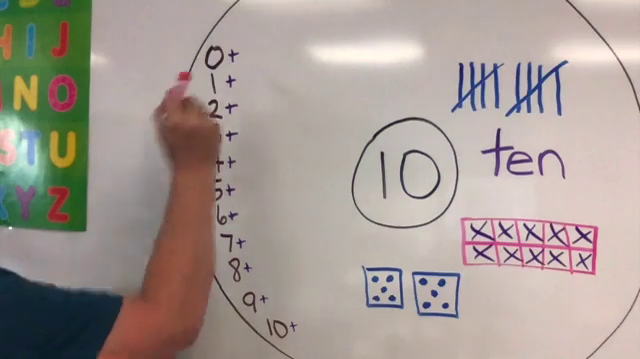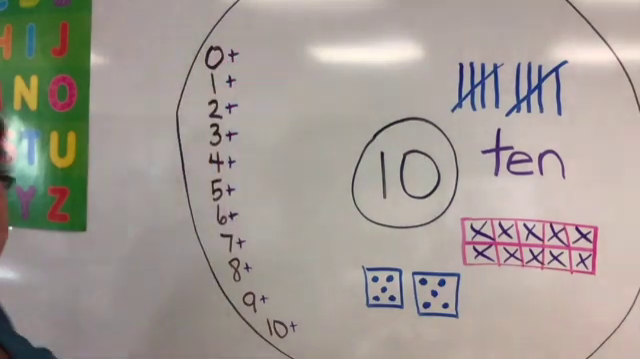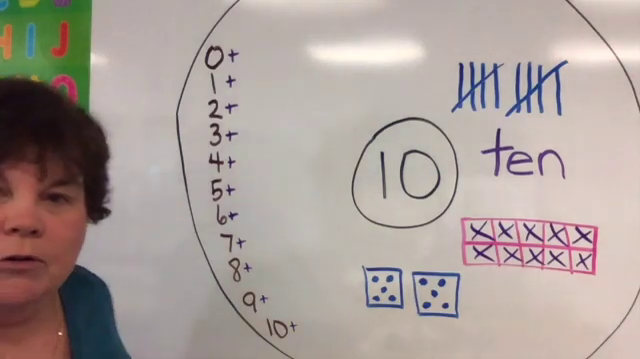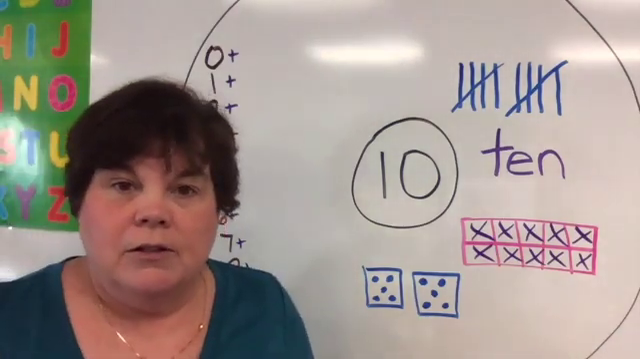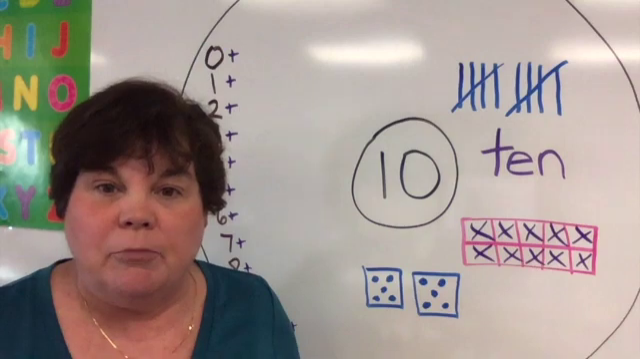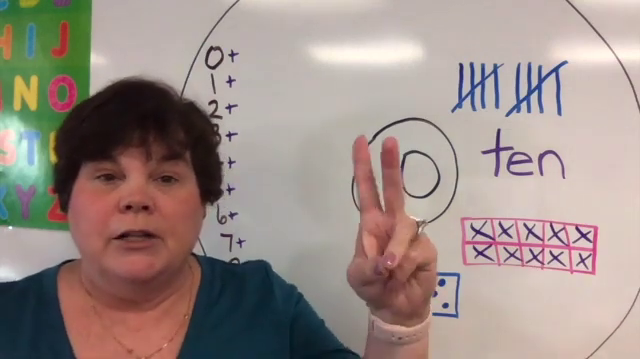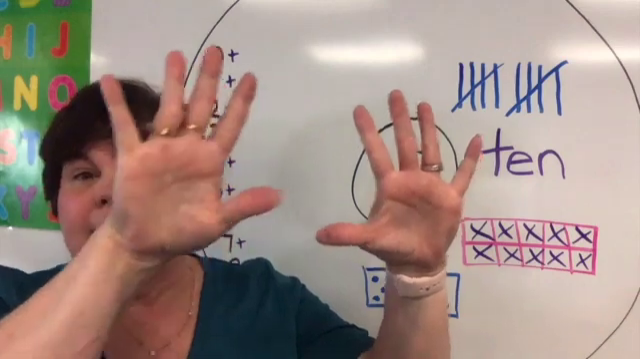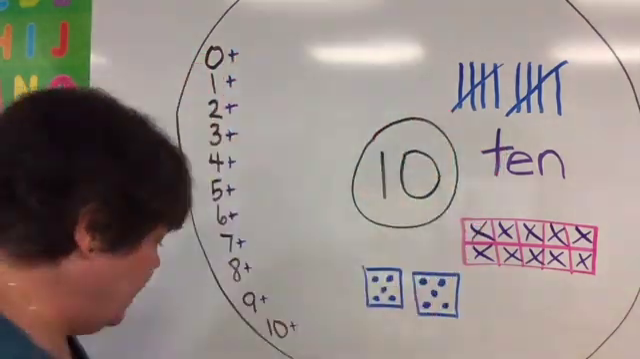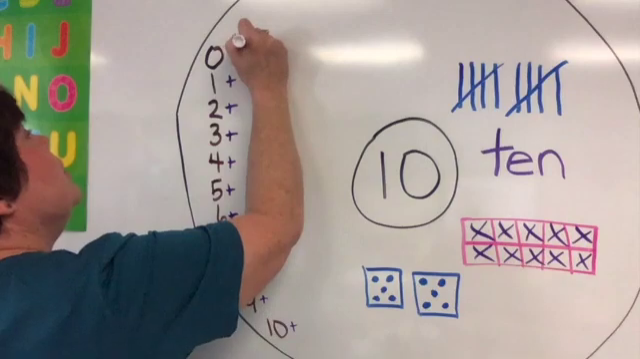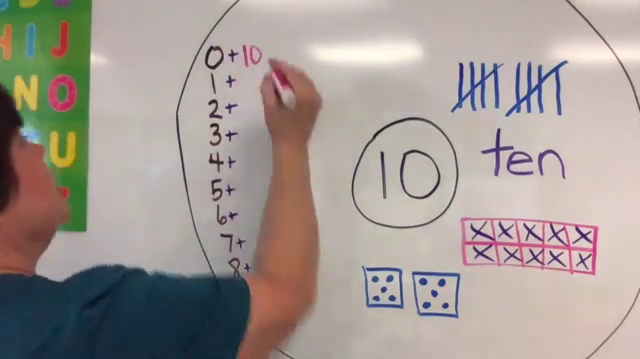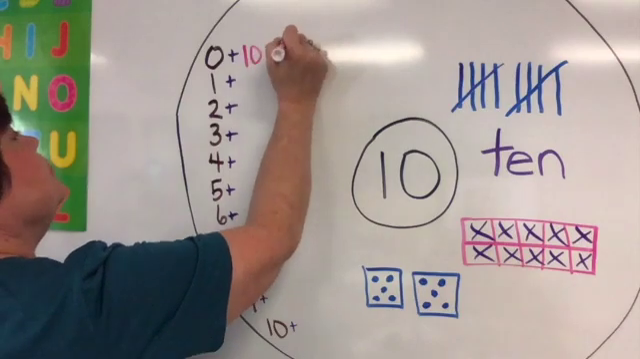Now, if I have 0 and I need to add something to it to make it be 10, what could I add to 0? 0 is nothing. So I'd have to go counting on from 0, 1, 2, 3, 4, 5, 6, 7, 8, 9, 10. So I'd have to add 10 to 0. So 0 plus 10 equals 10.